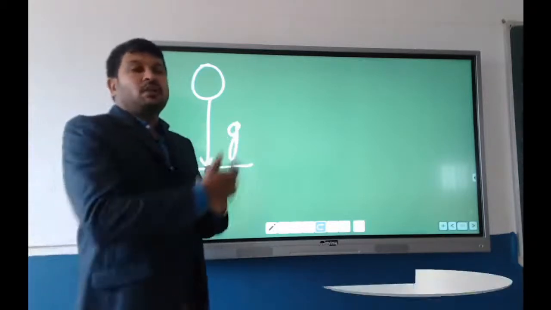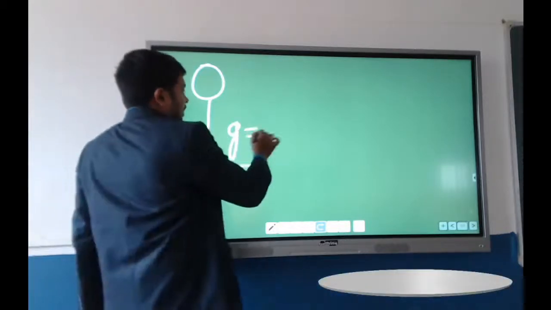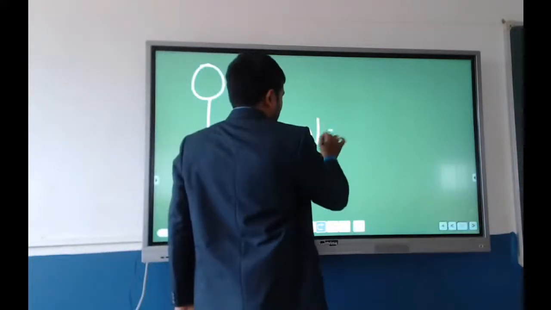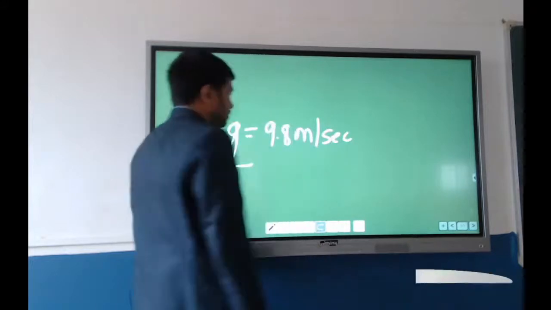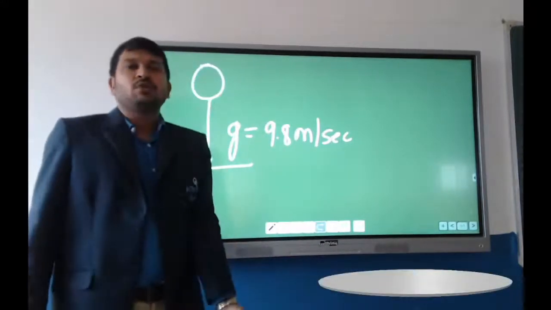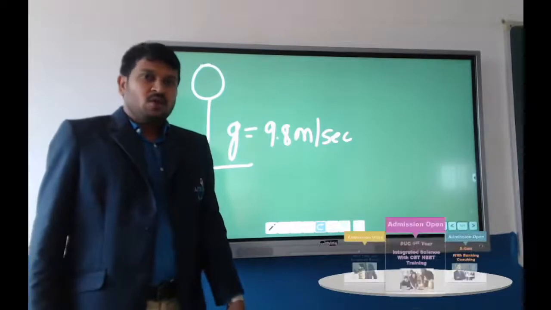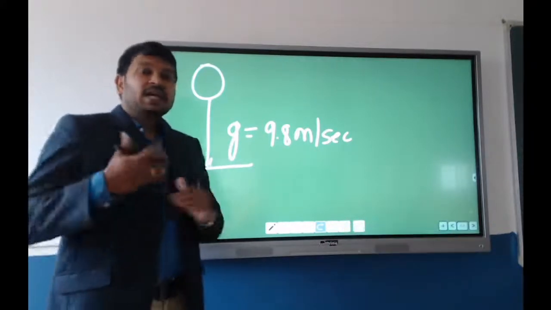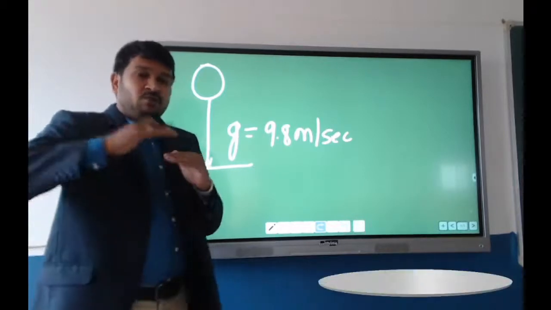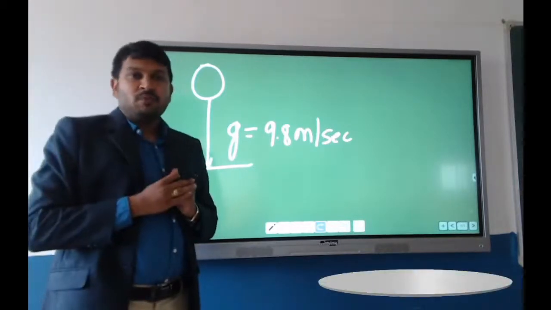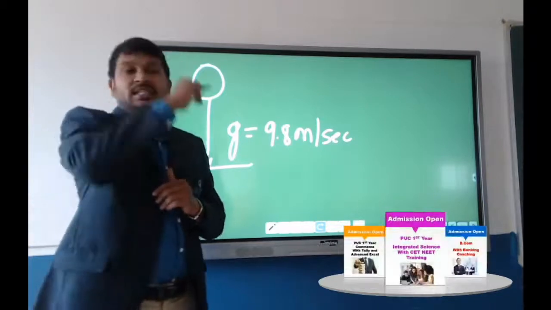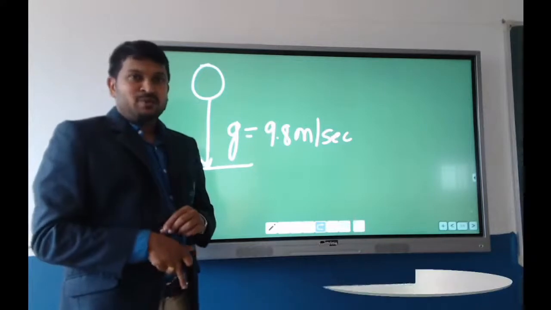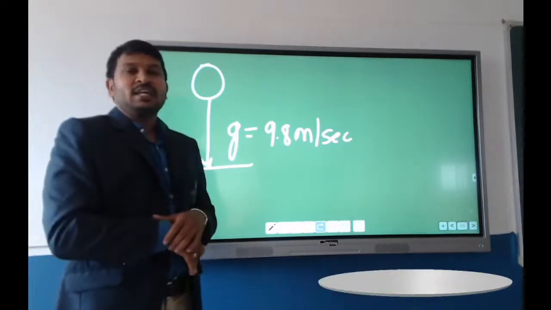At what speed will it pull, students? That is 9.8 meter per second squared. The gravitational acceleration pulls in a downward direction. But this acceleration due to gravity varies. When we move above the Earth's surface, the gravitation starts decreasing. When we move below the Earth's surface, again the gravitation starts decreasing.